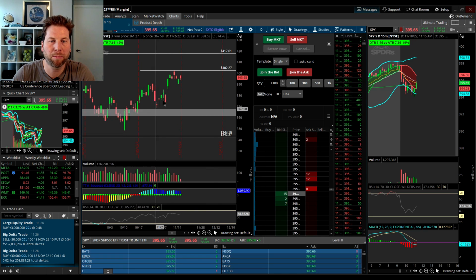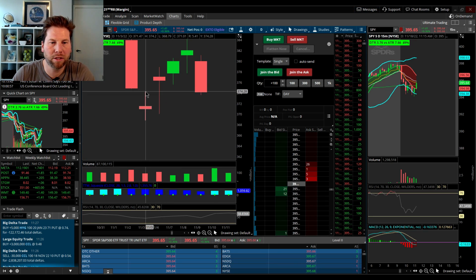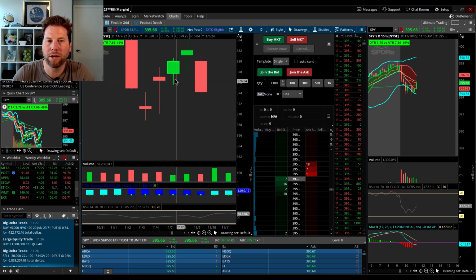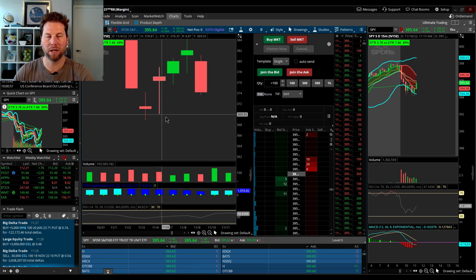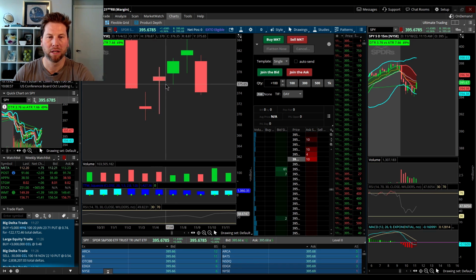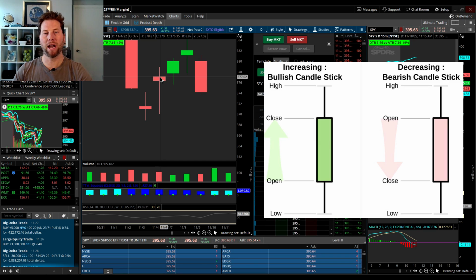So what actually makes up a candle? Here, this line here, and this line here on all of it, is called a wick. So the line coming all the way down is the wick, and then the main part of the candle is called the body.